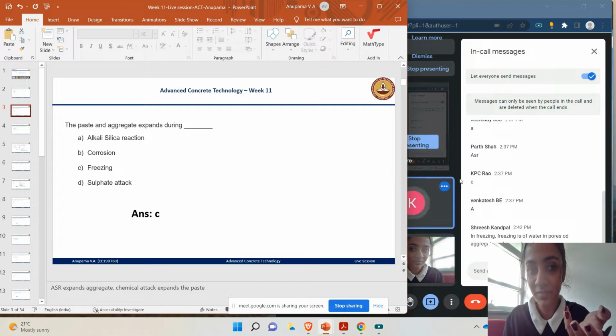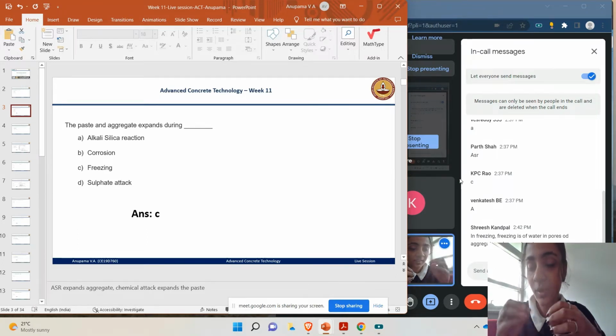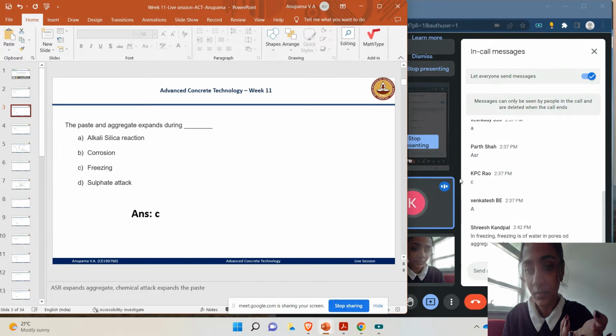So, ma'am, the question is the paste and aggregate expands. Both should expand. Yes. But in freezing, nothing is happening to the aggregate, ma'am. It is of the same size. No. When there are water droplets within the aggregate, and then the water converts into ice, it is obviously expanding. That is the paste will expand, ma'am, not the aggregate.